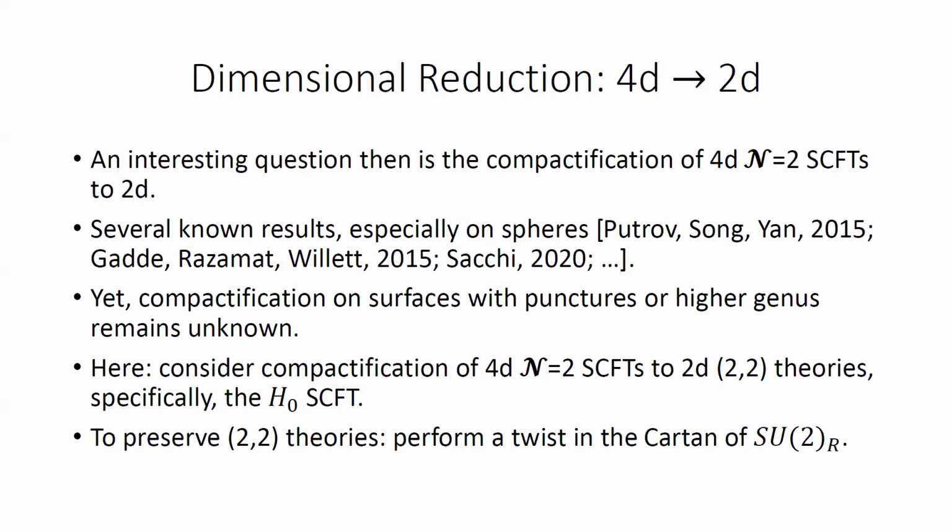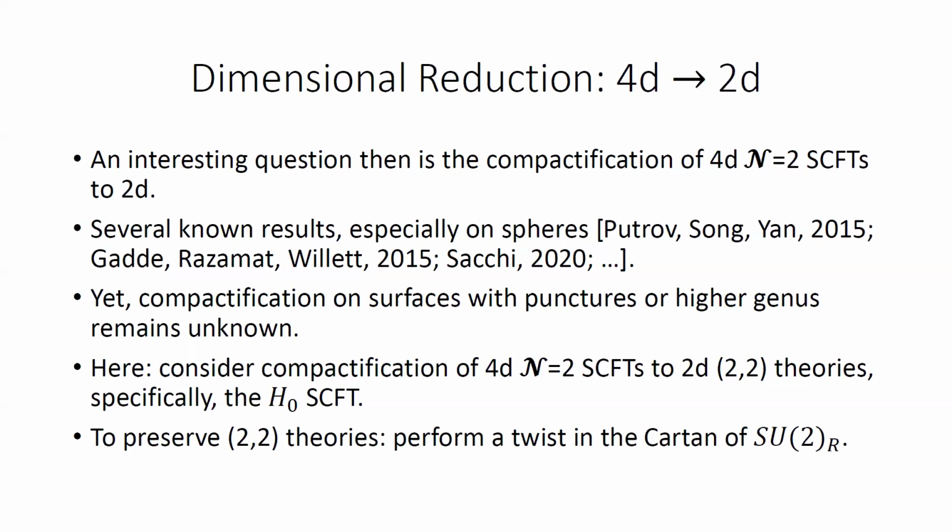You can either preserve (2,2), in which case you want to embed the connection inside the SU(2) part of the R symmetry, or you can preserve (0,4), where you embed the connection inside the U(1) part. Here we're going to concentrate on compactification that preserves (2,2). So in particular, we're going to topologically twist using the Cartan of the SU(2)_R symmetry.